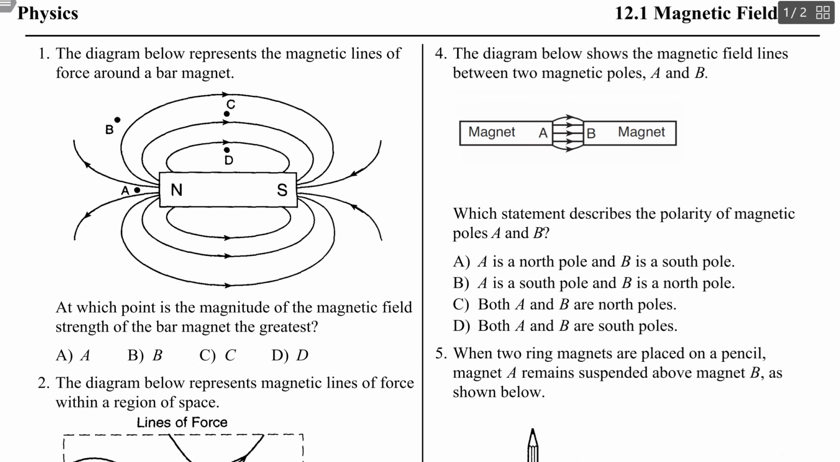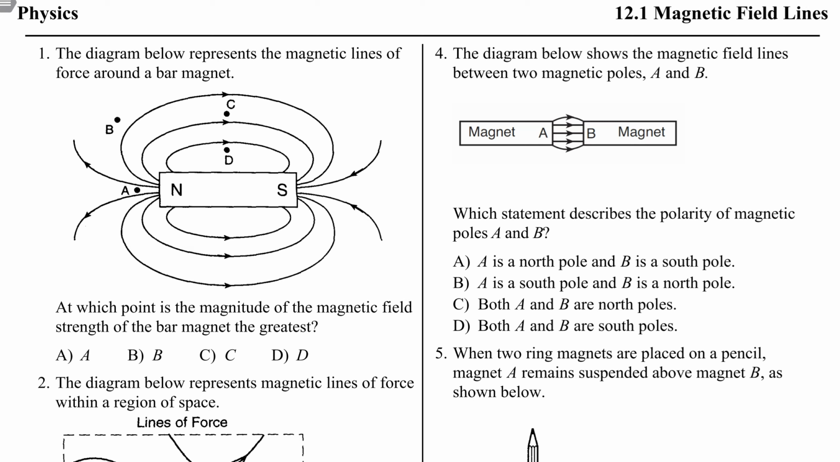So let's get started. Number one, it says the diagram below represents the magnetic field lines of force around a bar magnet. At which point is the magnitude of the magnetic field, the strength of the bar magnet, the greatest? You're just looking for where the lines are the closest. The lines are like a model for how to represent the field around an object. It's not like the field is only in this particular line. Oh, there's a field right there, but nothing over here. That's not how the model works.